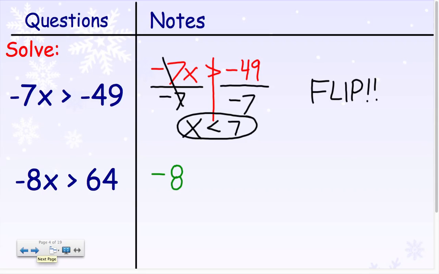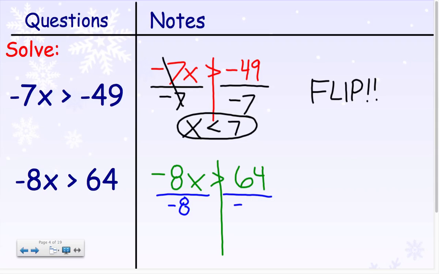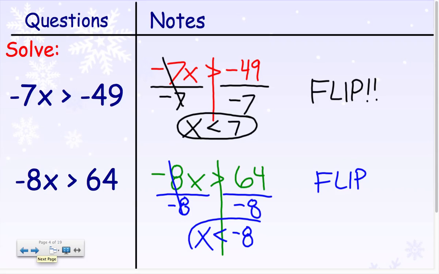Negative 8x is greater than 64. I'm dividing by a negative 8, so that means I have to flip. Instead of greater than, I'm going to switch it to less than. 64 divided by negative 8 is negative 8. There is my answer. So both of those I had to flip because of this negative and this negative.